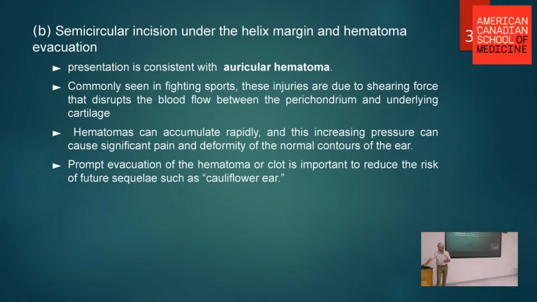Typically, you're going to drain an auricular hematoma with an incision. If it's not too big, you can use an 18 gauge needle and aspirate it. But if it's more than 24 hours old, there's a good chance that there's a clot in there, and you're not going to get a lot by aspirating it with a needle. So sometimes you have to make an incision in the auricle and drain the hematoma.